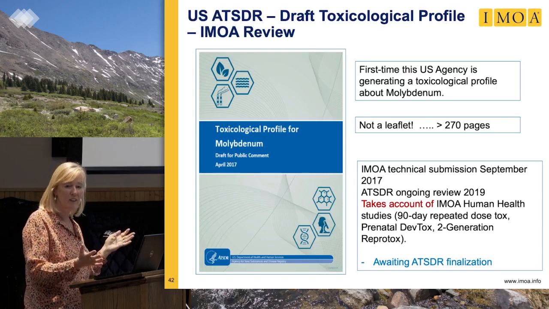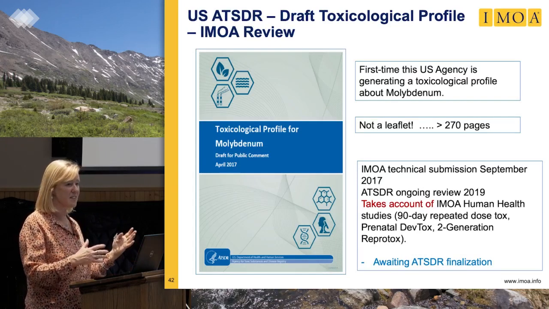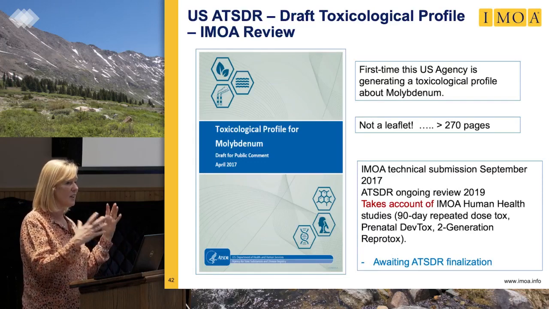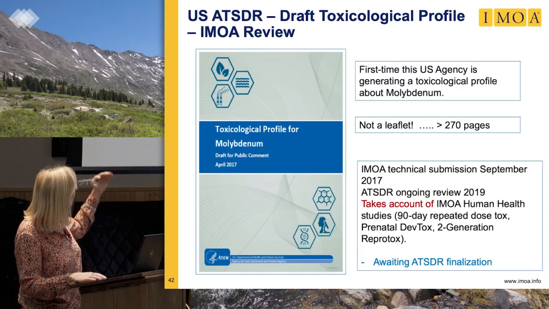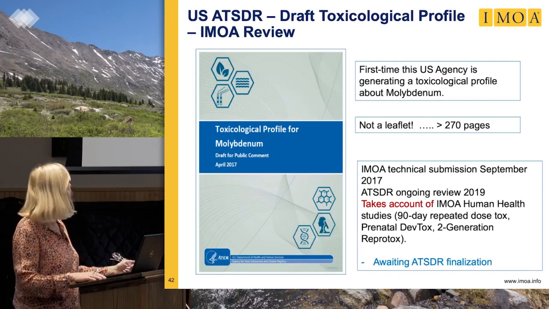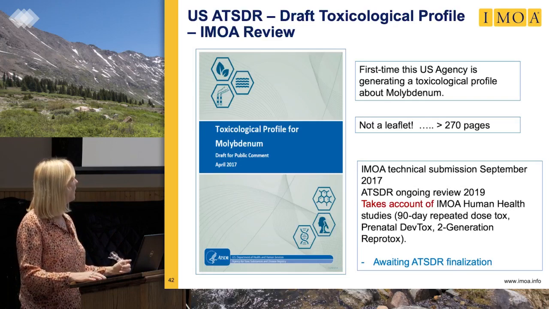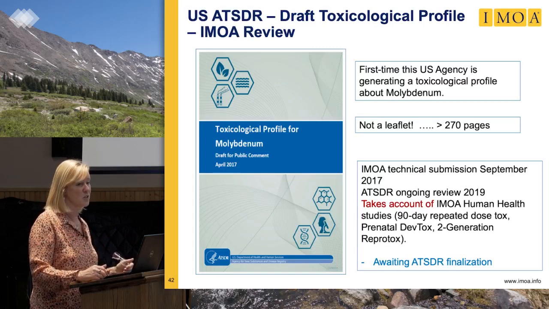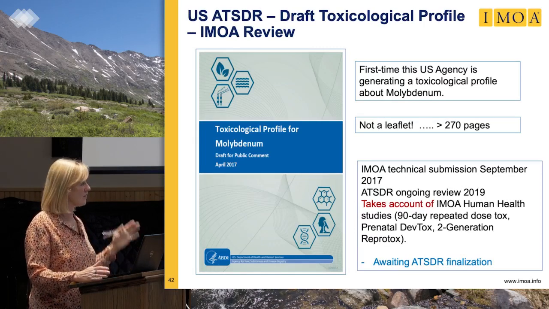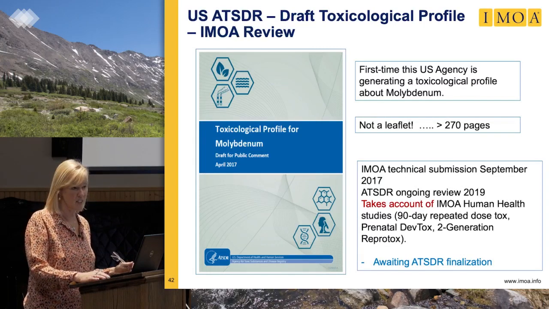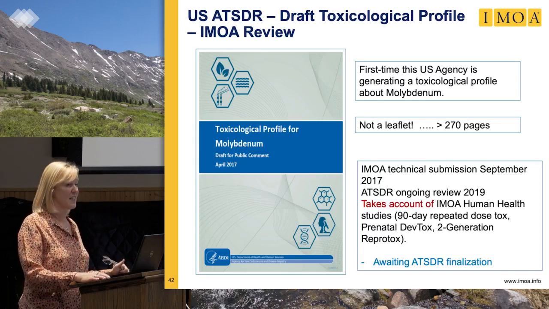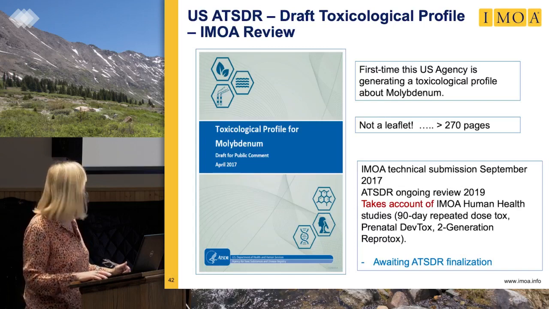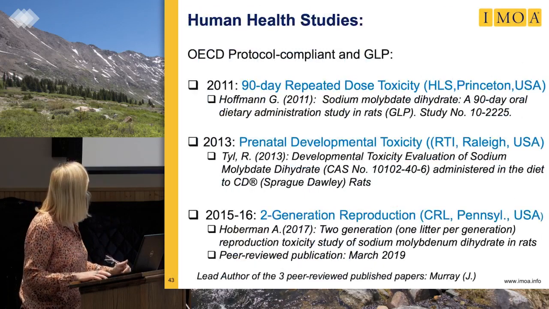It's taken them a while, not because Moly is so complicated, but because other substances came in, these PFOS, PFOA substances that took a lot of headspace of the agency. Now they've gone back to continuing with their review, and they are taking account of our studies. In fact they asked to wait till our 2-gen reprotox study had been published so that they could take that into account in their assessment. Hopefully it will be finalized soon. That's in the pipeline, and I think it's quite near the end. We have to wait and see.